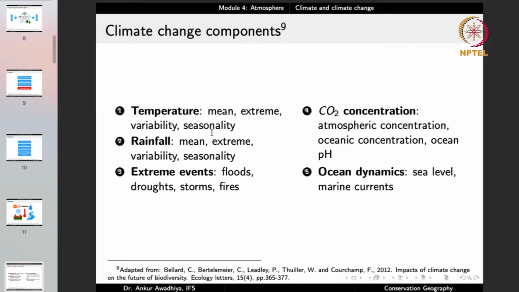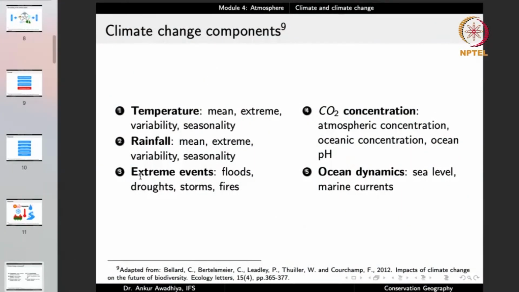Similarly, in the case of rainfall, we can talk about mean rainfall, extreme rainfall, variability of rainfall and seasonality of rainfall. So for instance, in India, we get monsoons, say from the end of May to something around the end of September. Now, if these months change, we'll be talking about a change in the seasonality of rainfall. Extreme events such as floods, droughts, storms and fires. Carbon dioxide concentration in the atmosphere or in the ocean, resulting in changes in the oceanic pH. And we'll also find changes in ocean dynamics such as sea level and the marine currents.